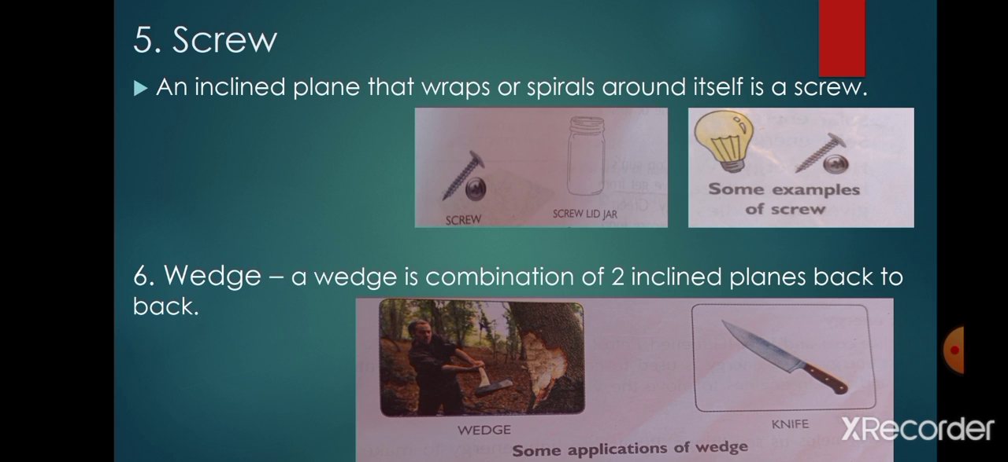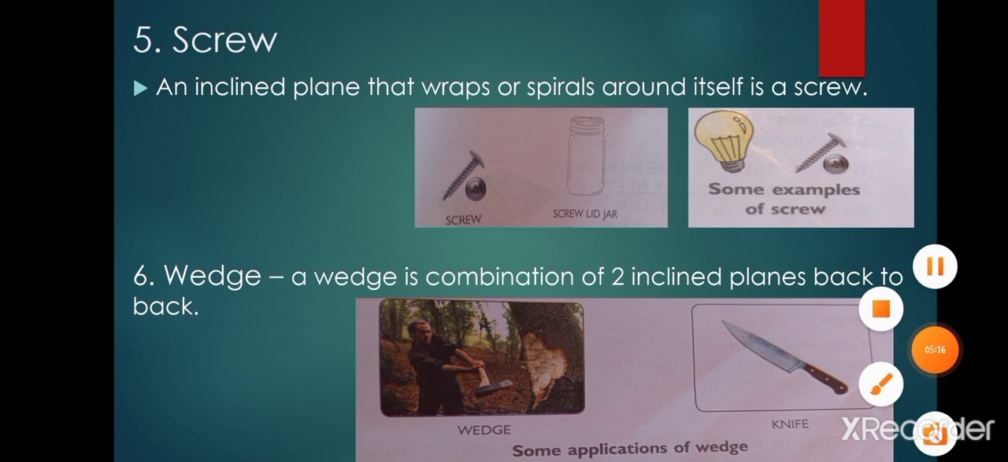And what are the uses? It helps to cut things. For example, we can see an axe, which is used to cut trees, wood, right? Axe, knives. So these are a few examples of wedge.